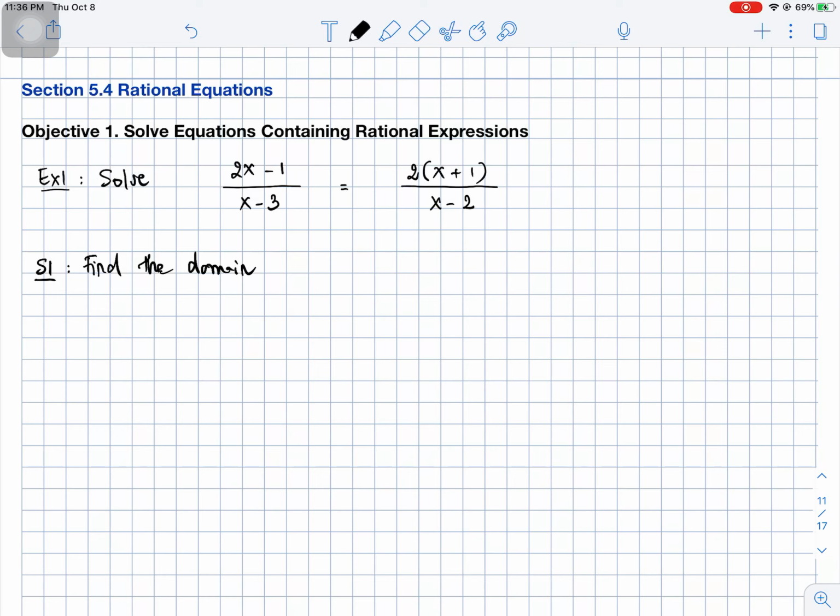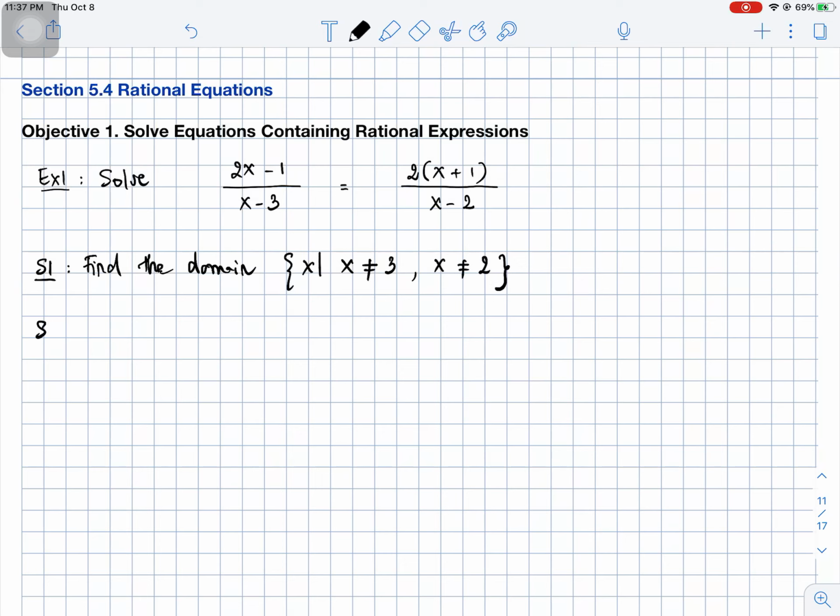Step number 1, we're going to find the domain. Why we have to find the domain is that if we have a fraction and the bottom equals 0, that fraction will be undefined. So that's why we need to make sure to exclude the bad numbers, the bad input. So the domain for the first one is all real numbers except x equal to 3.